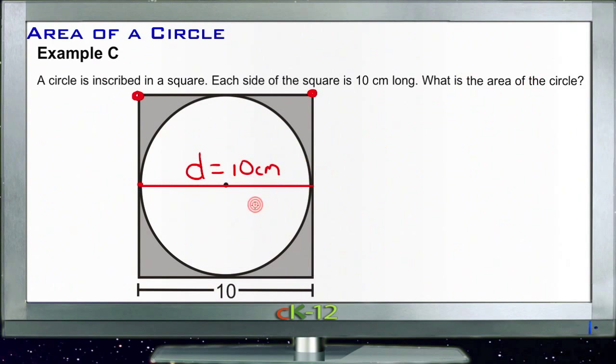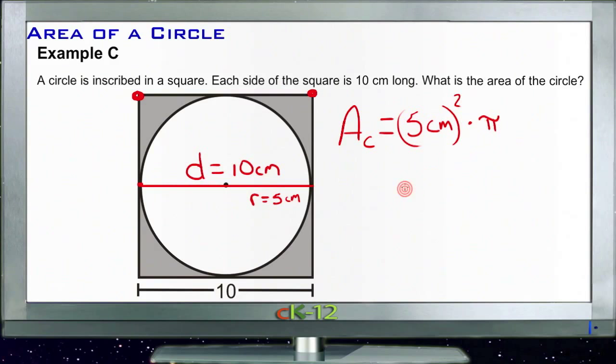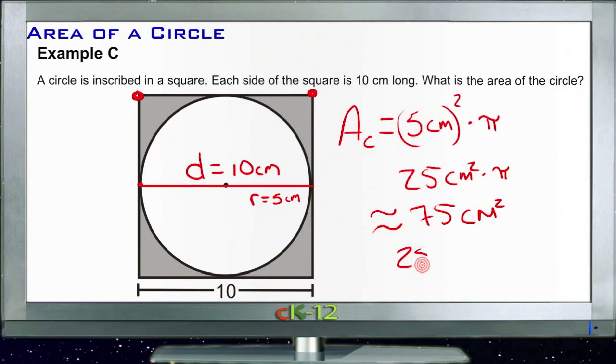And we want the area, so we're going to want to find the radius, which means it's half of 10, or 5 centimeters. So the area of our circle is going to be 5 centimeters squared times pi, or 25 centimeters squared times pi. So it's going to be about 75 square centimeters. 25 times a little bit more than 3, right? Or we could say that it's 25 pi square centimeters. Just that easy. All done.